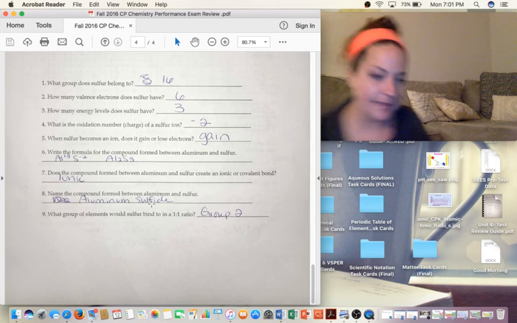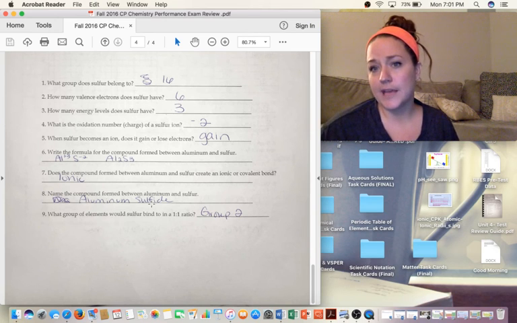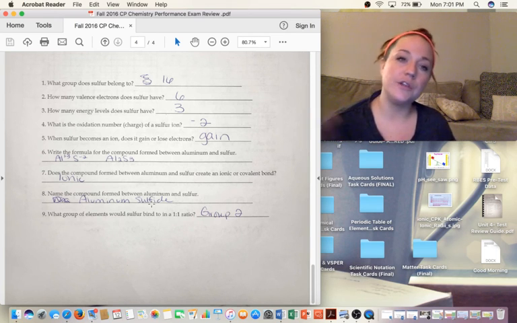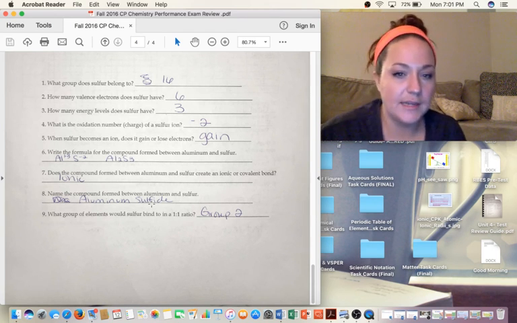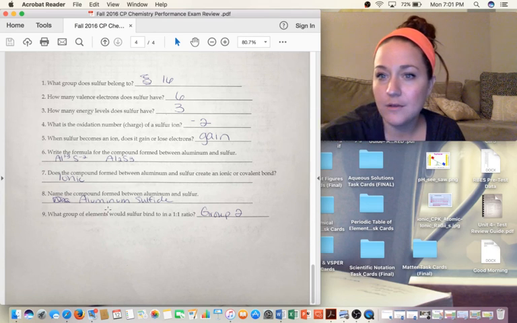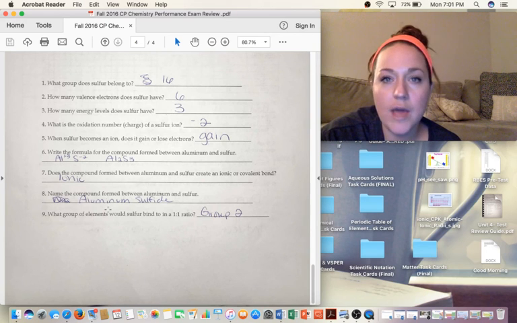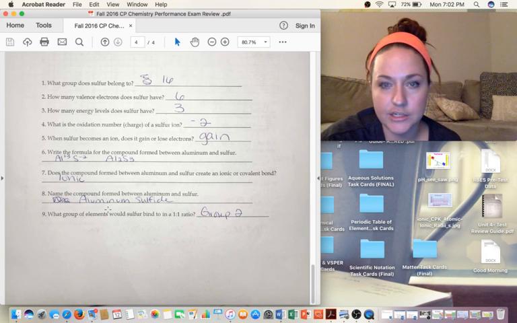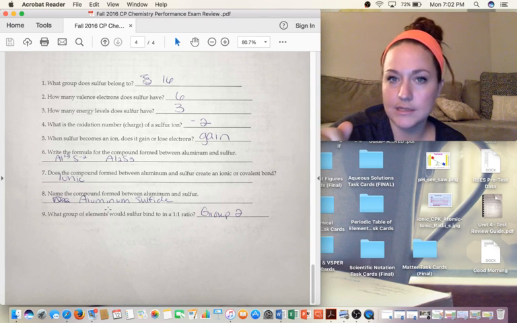What group of elements would sulfur bind to in a 1-to-1 ratio? Literally what this question is asking is this: who has the opposite charge of him? So if he has a -2 charge, that means the opposite of -2 is a +2. So look at your periodic table. Group 2 is the only one with a +2 charge. So that is how to answer that question, or to think of it for a 1-to-1 ratio. Because remember that with ionic charges, you want no extra electrons running around. You just want them all to cancel each other out with your positives and negatives, your cations and your anions, and make them a 0 charge.